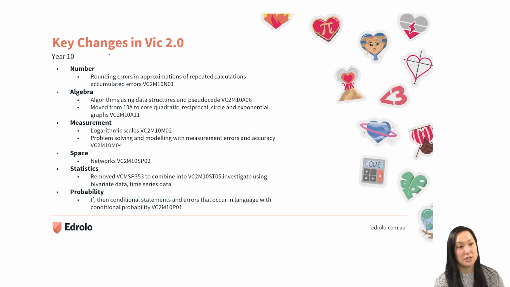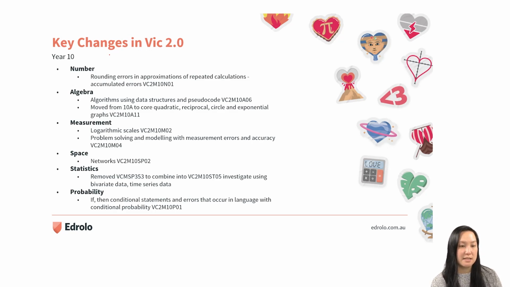Another change in year 10 is introducing networks in space. This was also moved from General 1-2, so it's good to be able to give the kids this exposure to provide the foundation in year 10 before they go to senior math. And in probability, discussing the errors that can occur in language with conditional probability. So focusing again on the language and the vocabulary, if-then statements.